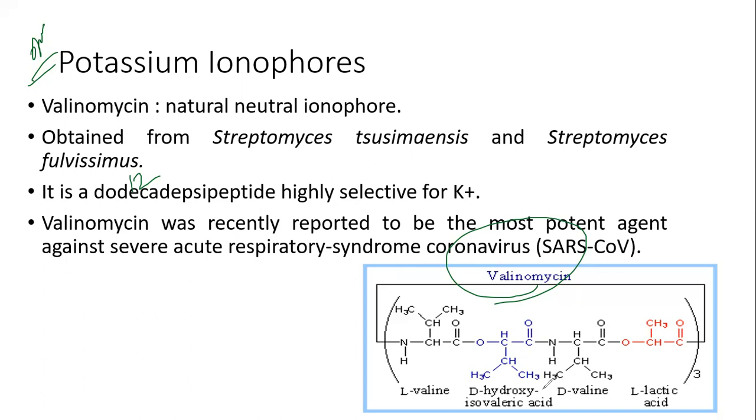Now see the structure. What is it actually? It is the three-size, yeah? So 1, 2, 3, 4. So 4 3s are 12. Yes, it is actually a 12 peptide. Correct. So you can see it's valine, dihydroxy isovaleric acid, valine, and then lactic acid. Okay. So this is what you have to remember, and it is the thrice of it.